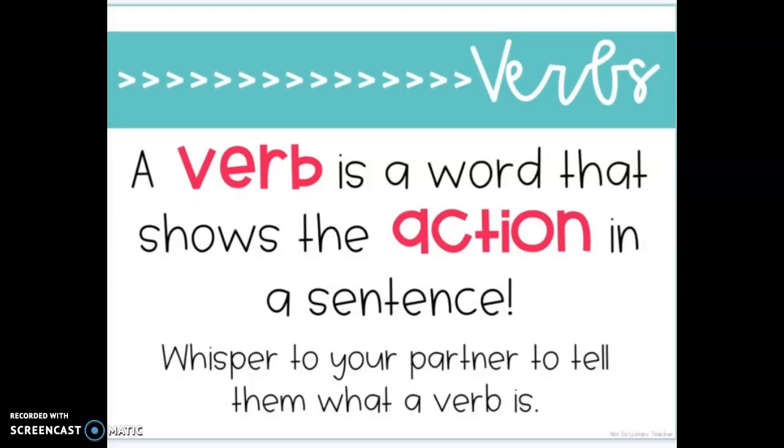This week we're going to be talking about verbs and specifically action verbs. Now we all know the word action. Action is something that can be done. So that's what an action verb is. It is something you can do. So on this screen it says a verb is a word that shows the action in a sentence. Go ahead and see if you can think about some of those action words of something you can do.